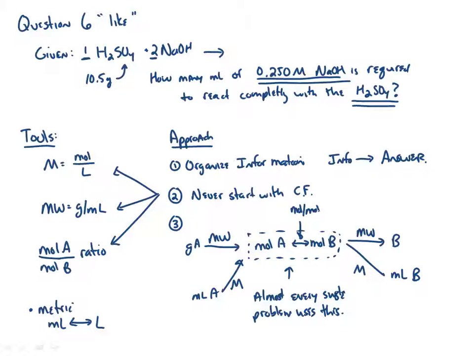Meaning that chart right there, if you follow it from one side to the other for like half the problems, that's exactly what you're doing. And so if you can recognize that you always want to work towards that mole ratio of A and B, then you can do it.